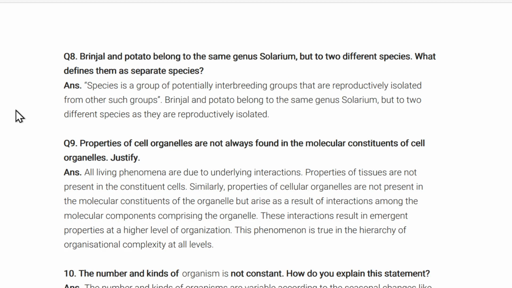Question number 8. Brinjal and potato belong to the same genus Solanum but two different species. What defines them as separate species? Answer. Species is a group of potentially interbreeding groups that are reproductively isolated from other such groups. Brinjal and potato belong to the same genus Solanum but two different species as they are reproductively isolated.